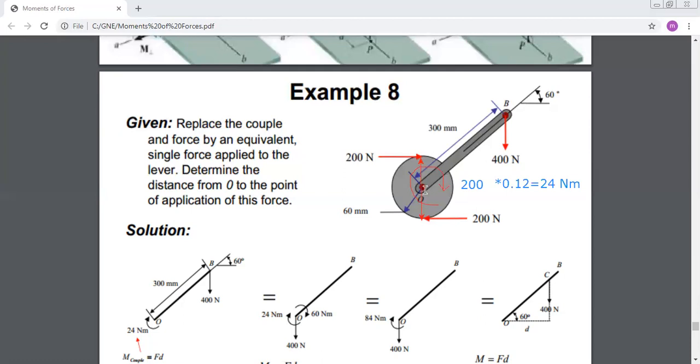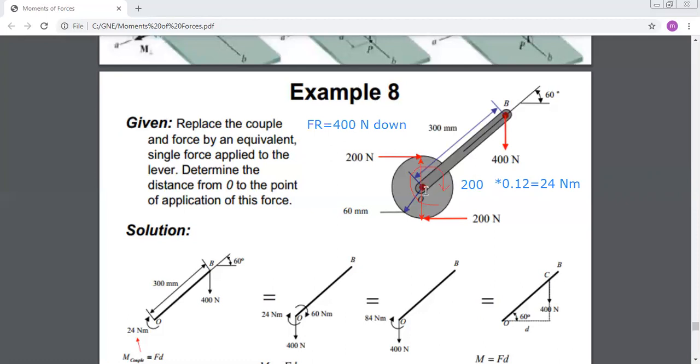If you want to reduce our system at point O, first we find the resultant force. Okay? As you can see here, the 200 Newton forces will cancel each other. So I only have the force of 400 Newton. So F resultant is equal to 400 downward. Okay? 400 Newton downward.